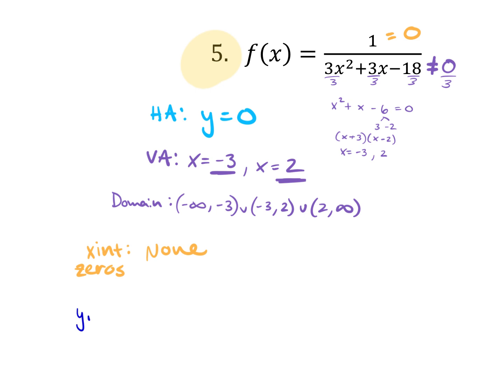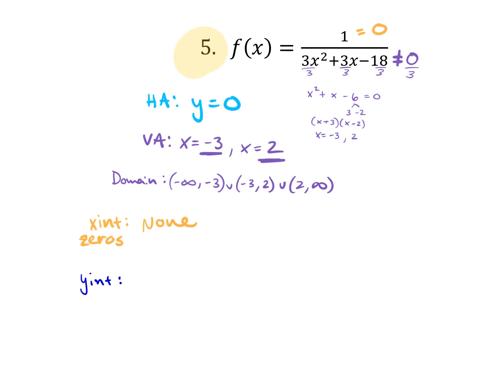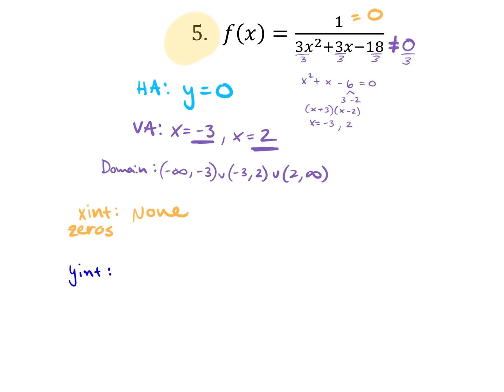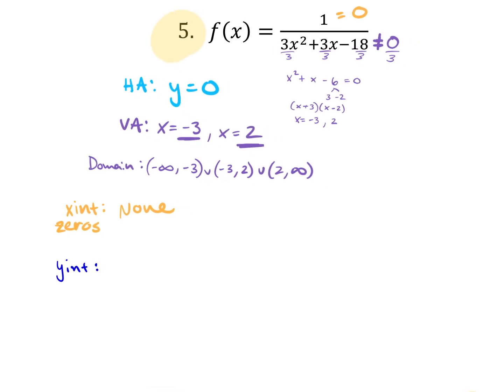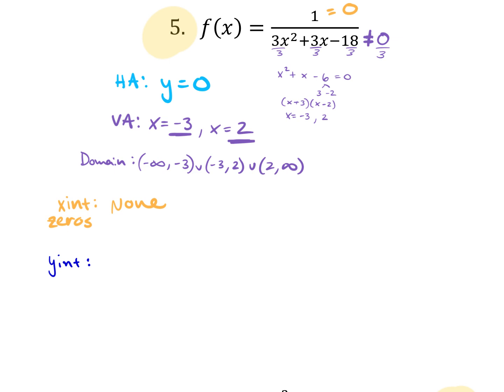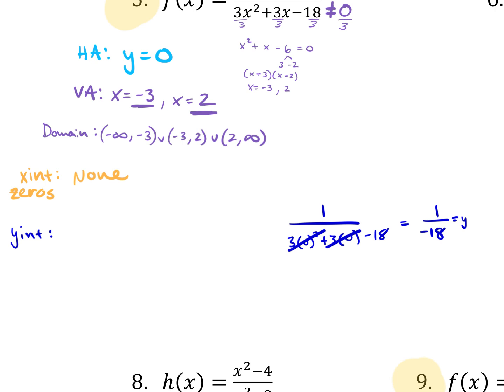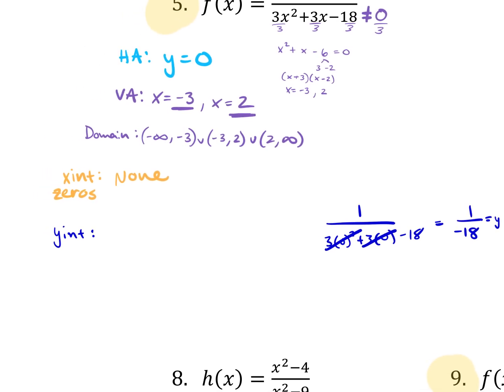Lastly, let's find the y-intercept. What do we do to find the y-intercept? Plug in 0 into the x's. So when I do that, I'll do it on the side over here. We've got 1 over 3 times 0 squared plus 3 times 0 minus 18. So zeros would just be 0. So this is 1 over negative 18. This is what my y equals for my y-intercept. How do I write the y-intercept as a point?